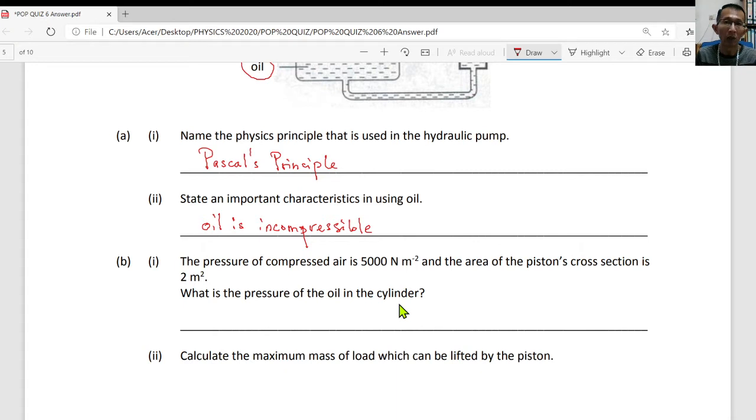Okay, so remember what Pascal said? Pascal said that in an enclosed system, the pressure will be distributed equally, uniformly throughout. So if the air compressor provides 5,000 Newton per square meter of pressure, then the pressure of the oil in the cylinder will definitely be 5,000 Newton per square meter as well. That's what Pascal said. Remember, in an enclosed system, the system is closed, the liquid inside it will have the same pressure throughout.